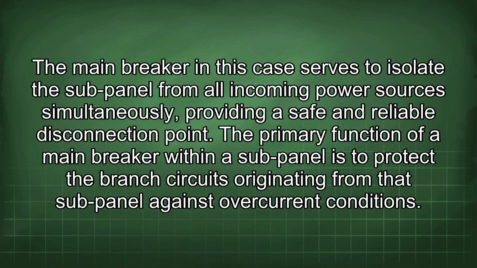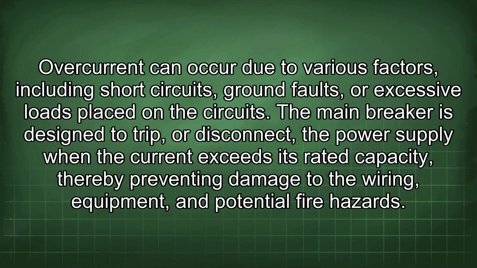The primary function of a main breaker within a subpanel is to protect the branch circuits originating from that subpanel against overcurrent conditions. Overcurrent can occur due to various factors, including short circuits, ground faults, or excessive loads placed on the circuits. The main breaker is designed to trip or disconnect the power supply when the current exceeds its rated capacity, thereby preventing damage to the wiring, equipment, and potential fire hazards.